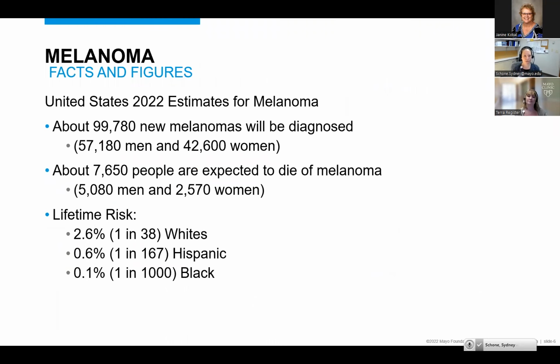A little bit of facts on melanoma. In the United States, the 2022 estimates for melanoma include about 100,000 new melanomas diagnosed, more in men than women. About 7,650 people are expected to die from melanoma this year, including about 5,000 men and 2,500 women. The lifetime risk is different with different skin tones: 2.6% in whites, 0.6% in the Hispanic population, and 0.1% in the Black population.